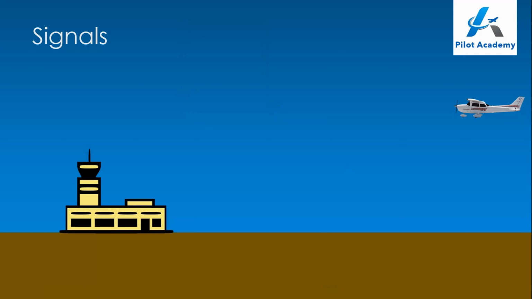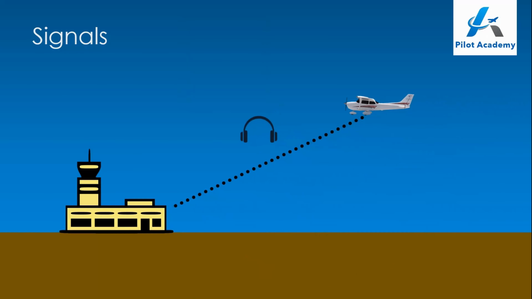Imagine you are flying to an airport and entering the control zone. You have radio contact with the air traffic controllers. But then you suddenly lose the radio connection to the ground station. This leads us directly to the topic of this video.